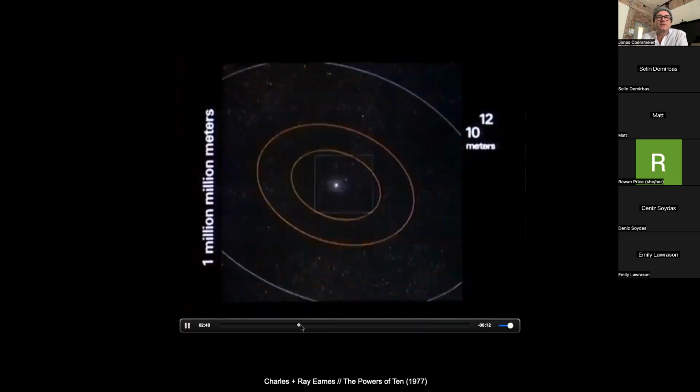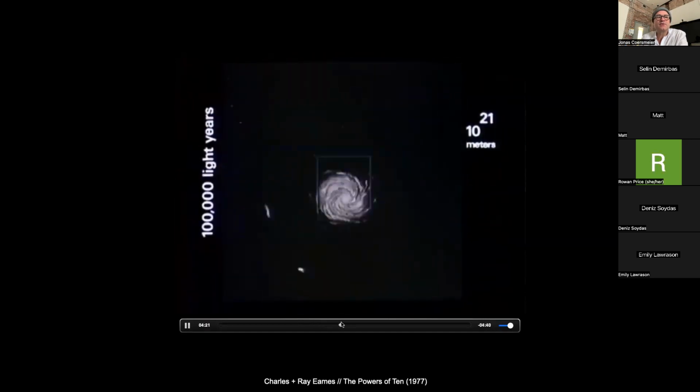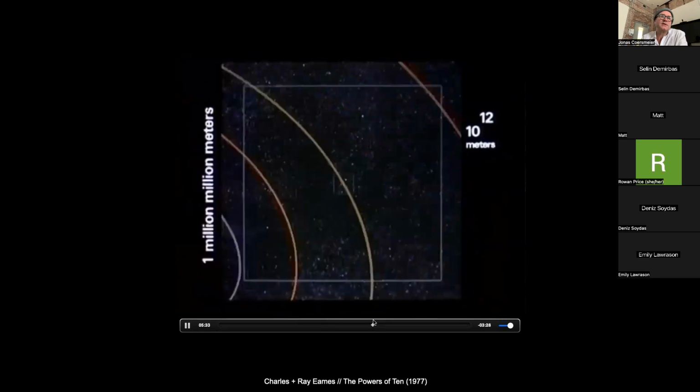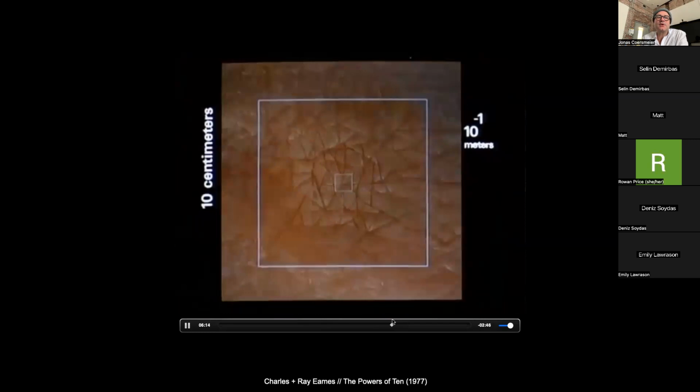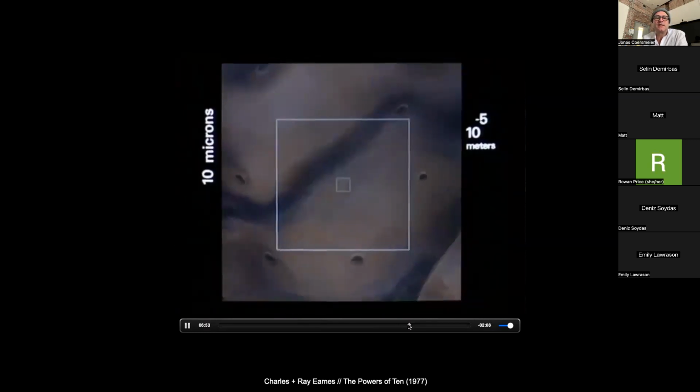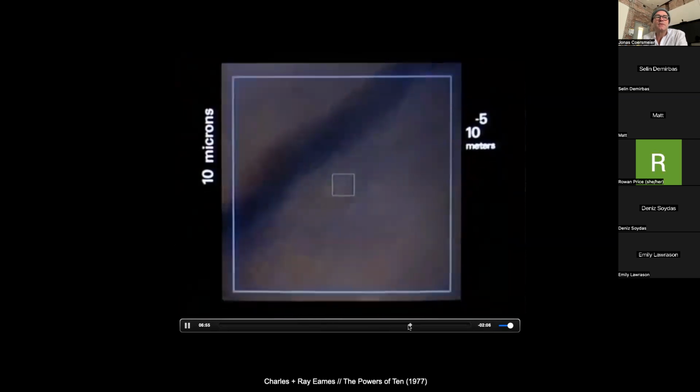So I'm going to scroll through this real quick. We're going further back, a hundred million light years, and then we go back into this, the skin of this gentleman, and we're going further down, and we're going to microns.